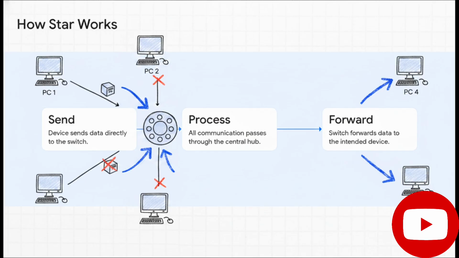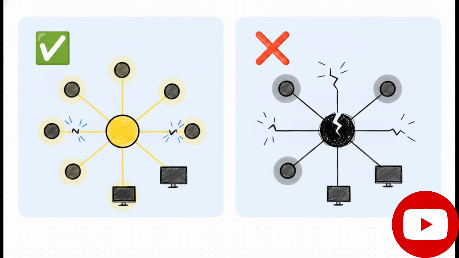The switch reads it and securely routes it only to the intended PC, keeping the rest of the network perfectly safe and completely unbothered. This design makes management incredibly simple. It's super easy to install, and if you want to add a new device, you just plug one new cable into the switch. And most importantly, if one cable fails, only that specific device goes offline. The rest of the office keeps working perfectly.